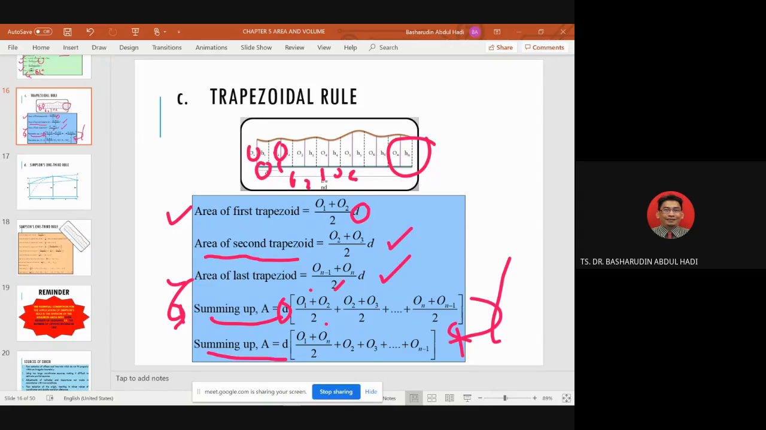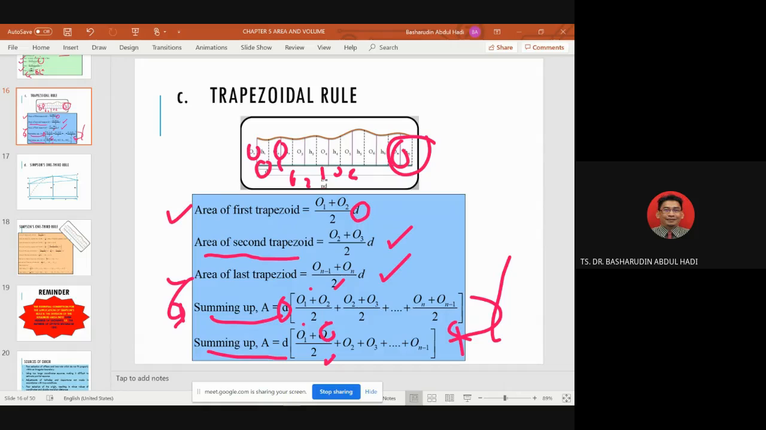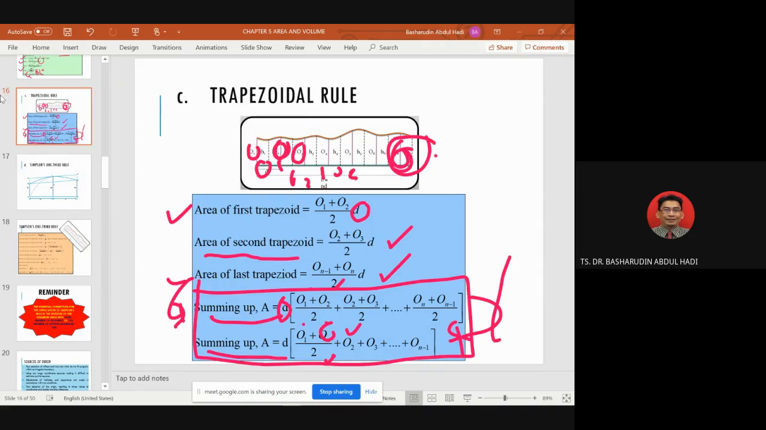It is easy. So summing up, the area for the trapezoid rule is equal to D in brackets, O1 plus ON, the last one, divided by 2, plus O2, plus O3, plus up to ON minus 1. So this is the formula you must understand, and then it's very easy for us, because we don't ask you about the formula, we want you to apply it in your work.